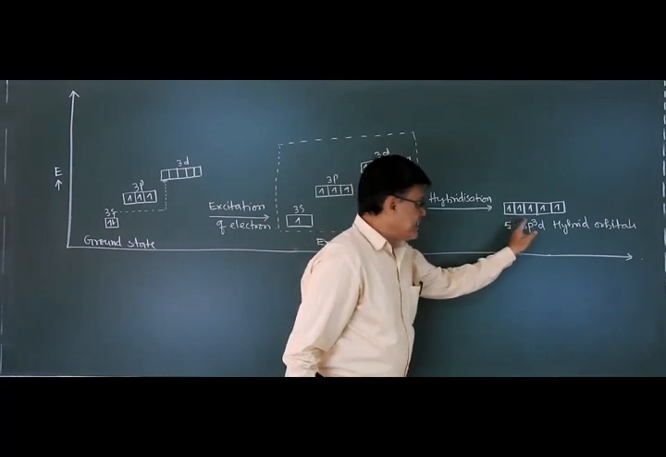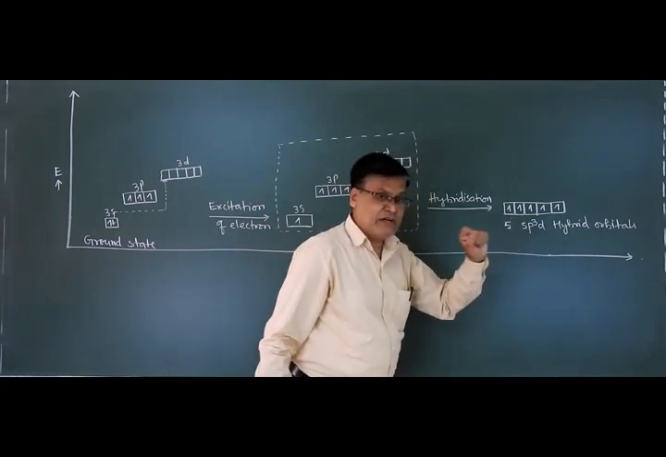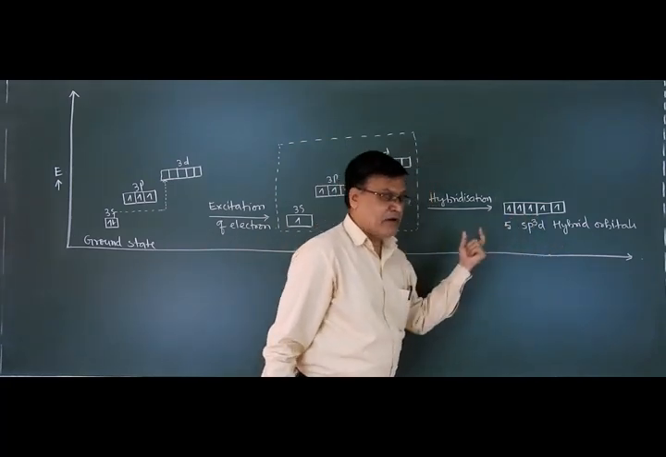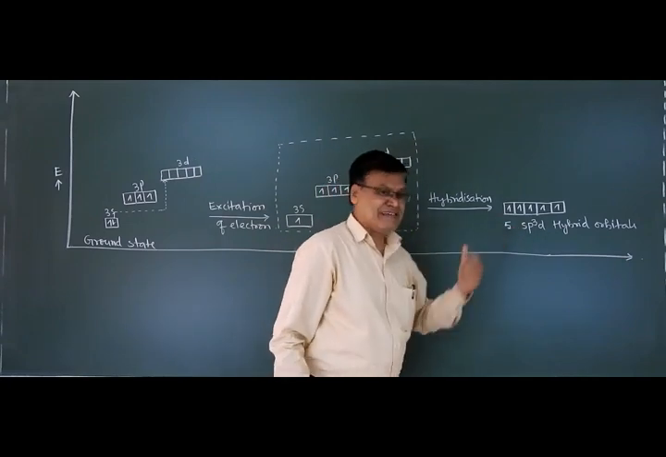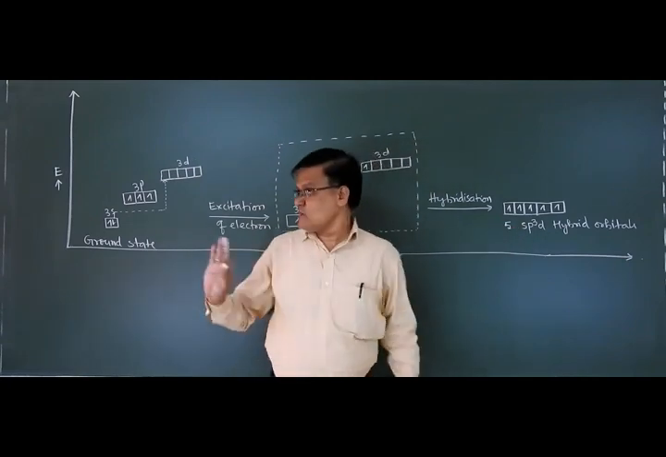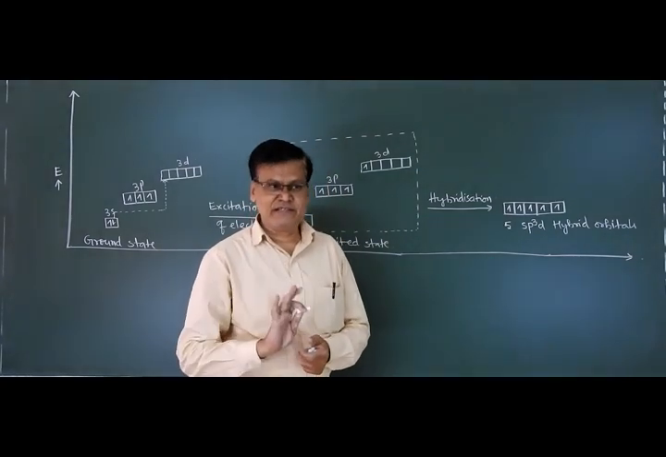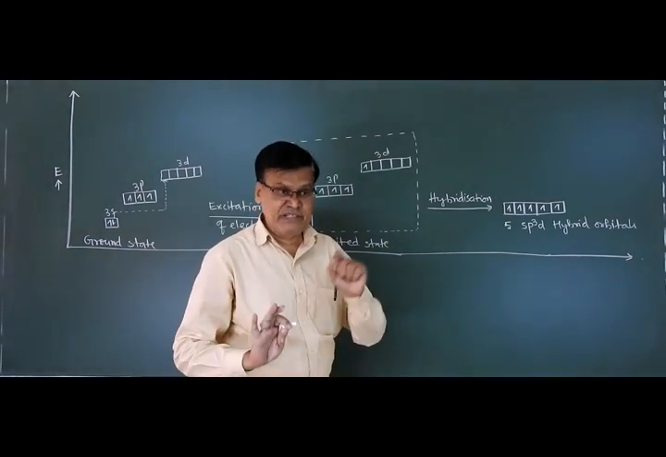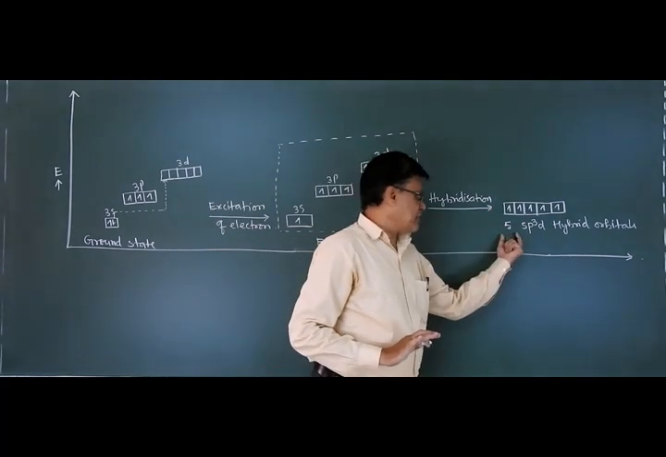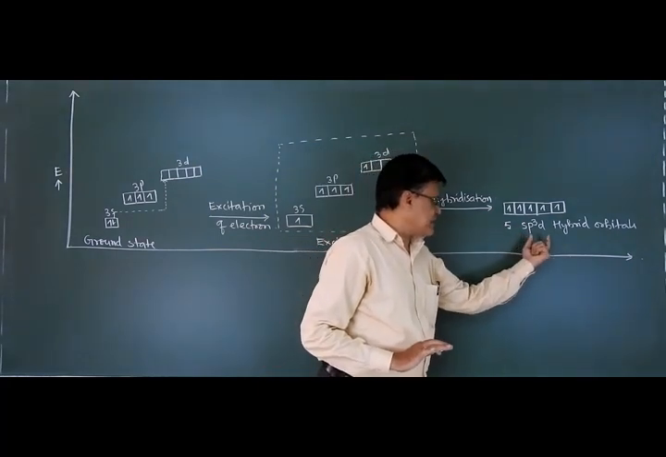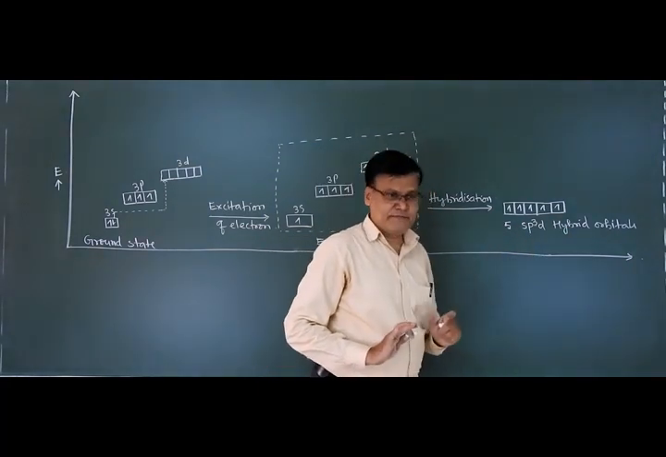See here. In the case of hybrid orbitals, we cannot tell that this is a d orbital, this is a p orbital, and this is an s orbital. All the hybrid orbitals are similar only. They have the same size, shape, energy, everything. Therefore, in all you can say 5 sp3d hybrid orbitals are found.